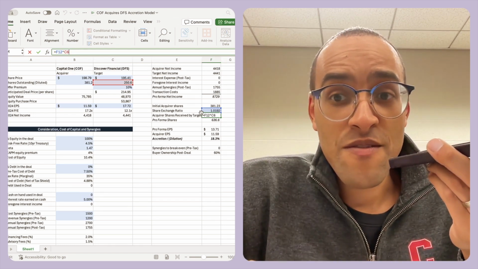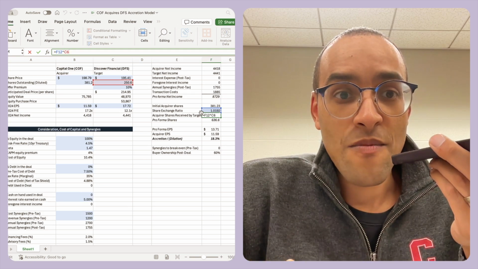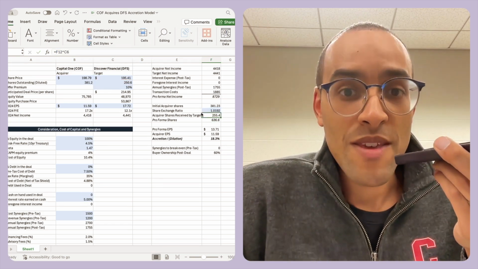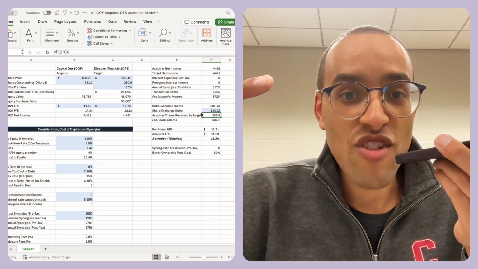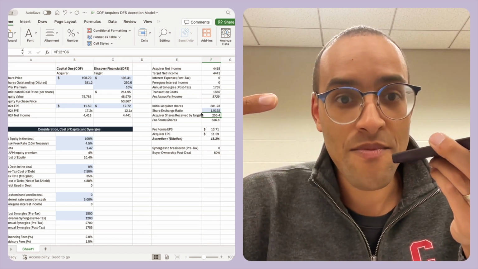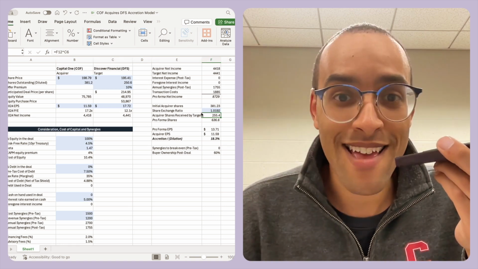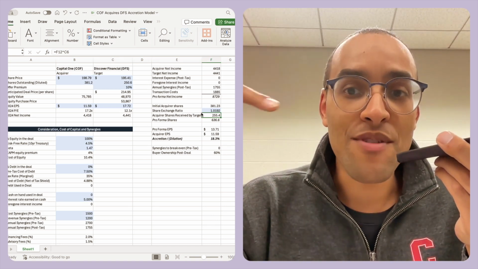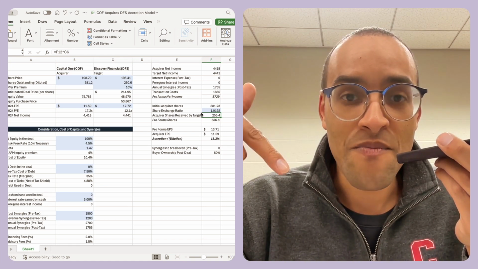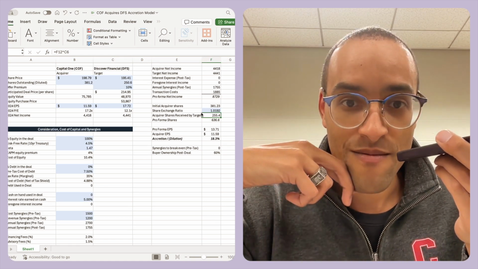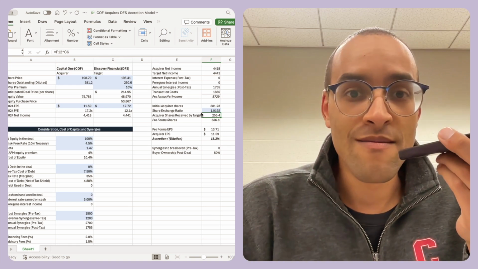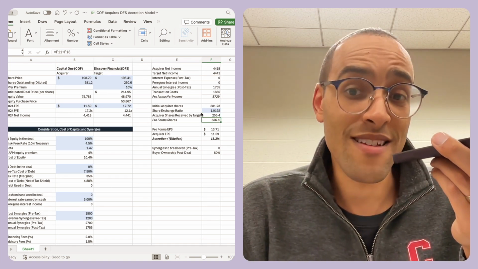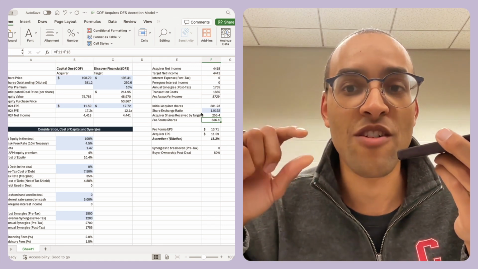So Discover has 250 million shares, and that multiplied by 1.0192 is 255 million. So they're going to get 255 million shares of Capital One stock. So what's the total at the end of the day? It's the amount of shares that Capital One started out with, plus the new shares that they issued. That's your pro forma shares. So 381 plus 255 is 636 million shares. So that's the final share count.